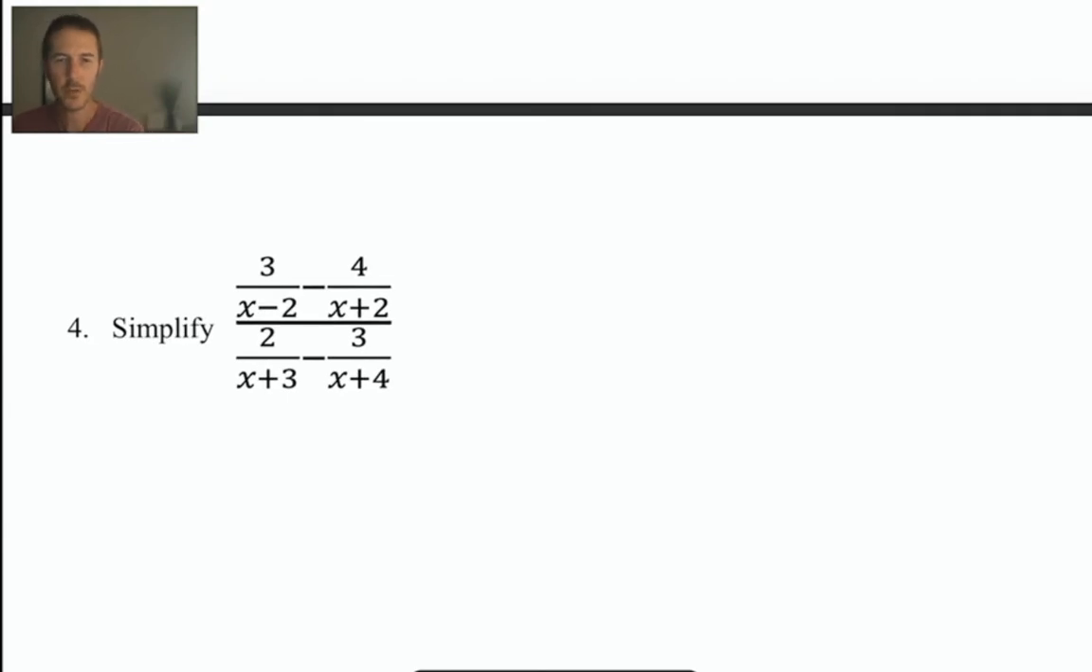Number 4 is simply a sort of amped up version of the previous problem that we did. You still need to create a common denominator on the top and on the bottom, allowing you to do, in this case, subtraction here and subtraction here.